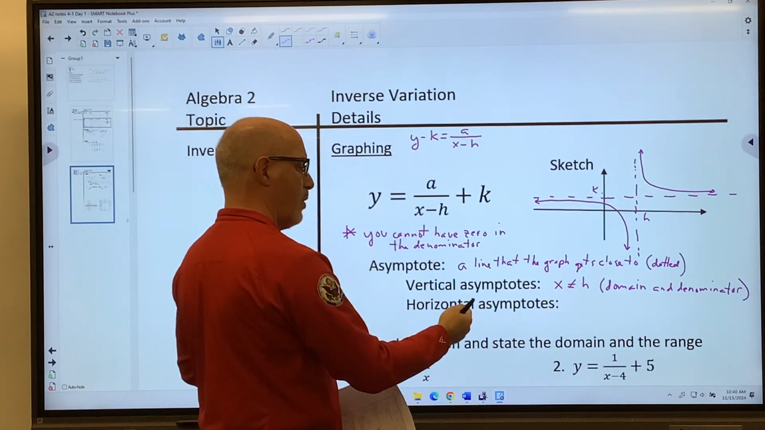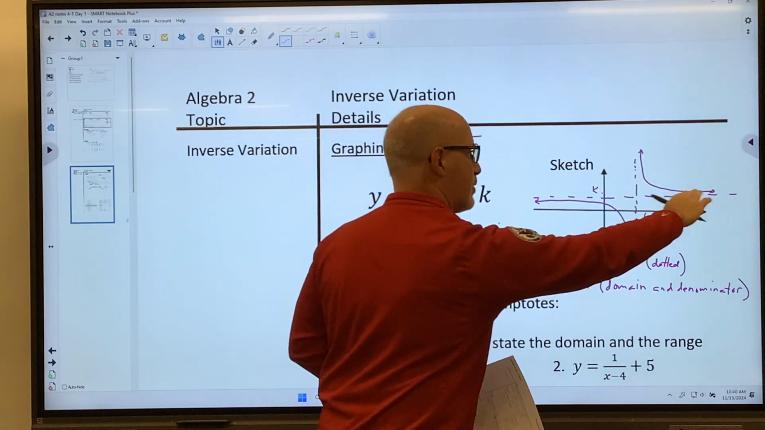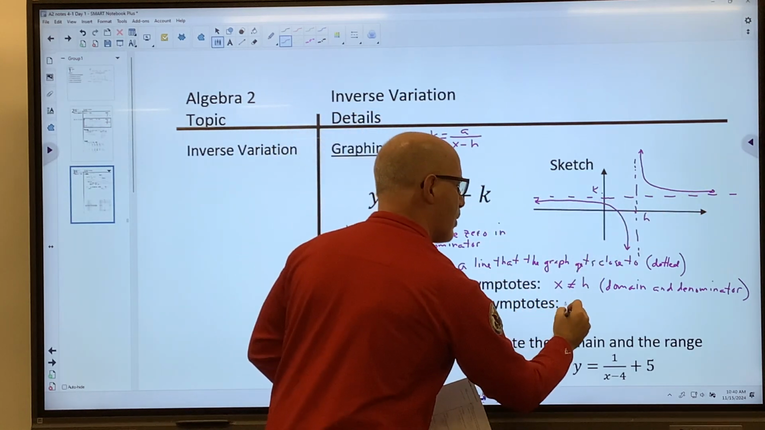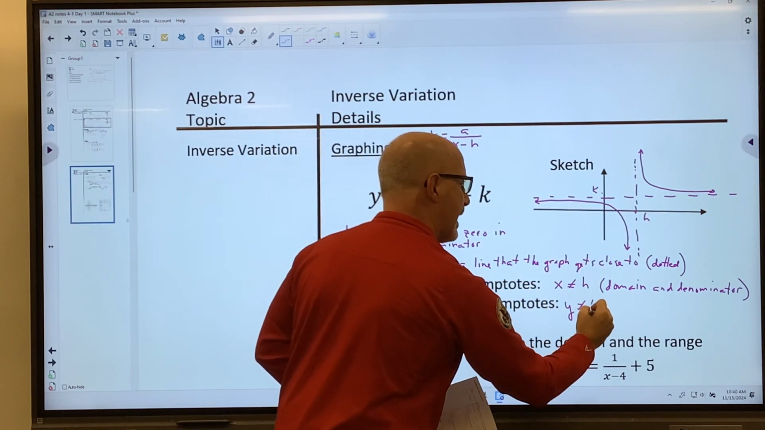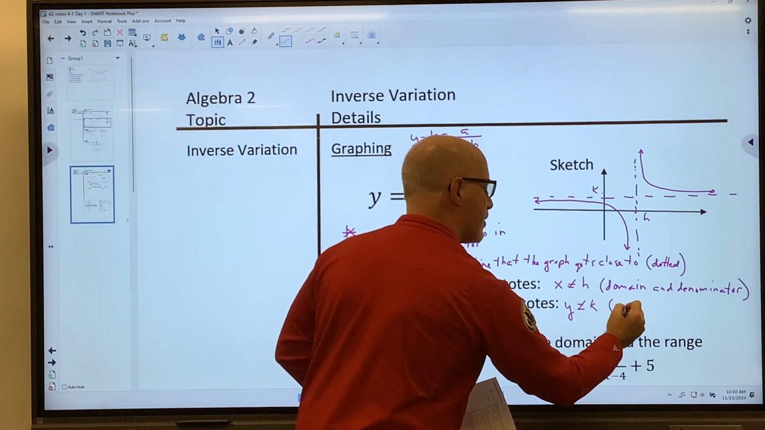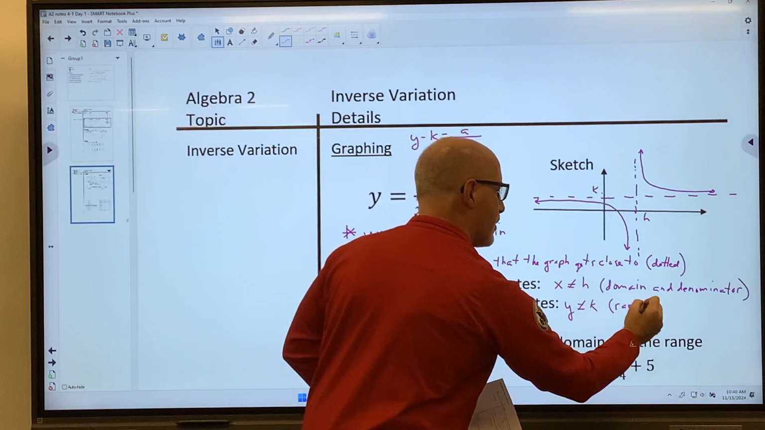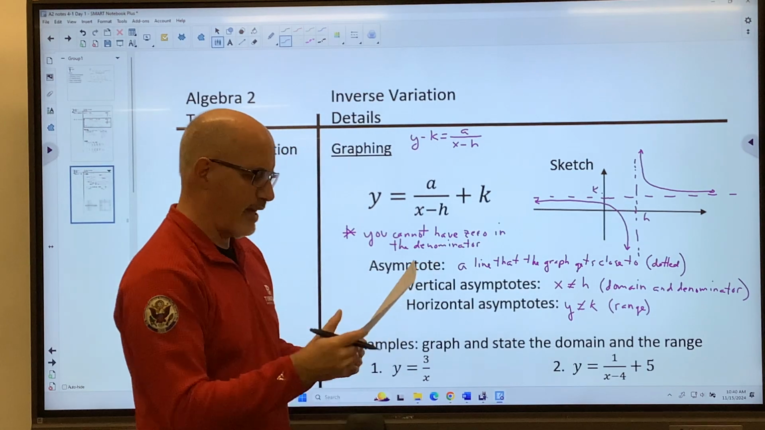Whereas the horizontal asymptotes, the ones that we draw horizontally, this is where y does not equal k. This has to do with the range. We have kind of missing range values from this.